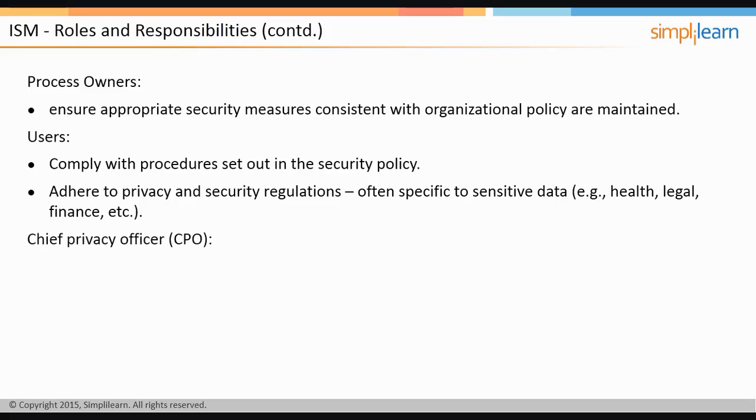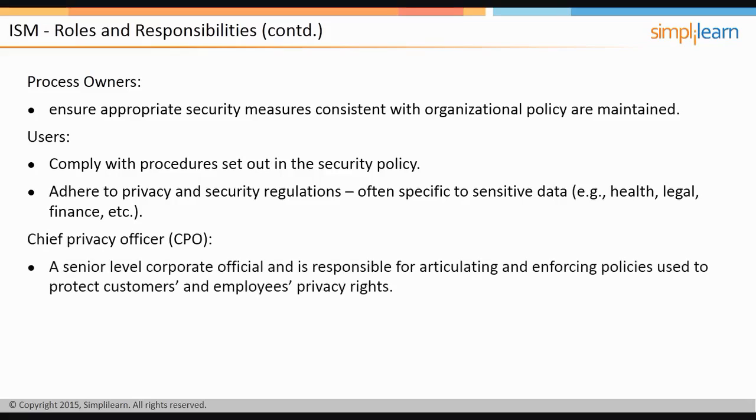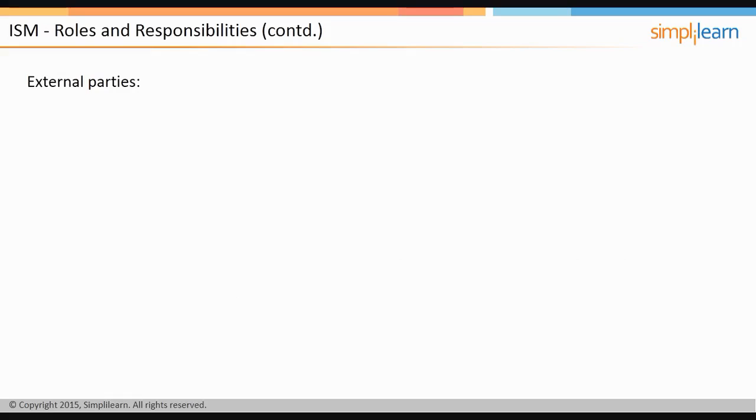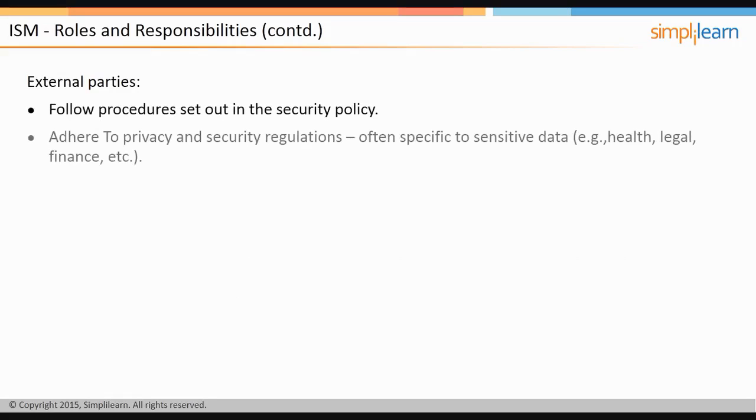The Chief Privacy Officer, CPO, is a senior-level corporate official responsible for articulating and enforcing policies used to protect customers' and employees' privacy rights. External parties follow procedures set out in the security policy. They adhere to privacy and security regulations, often specific to sensitive data, for example, health, legal, finance, etc.